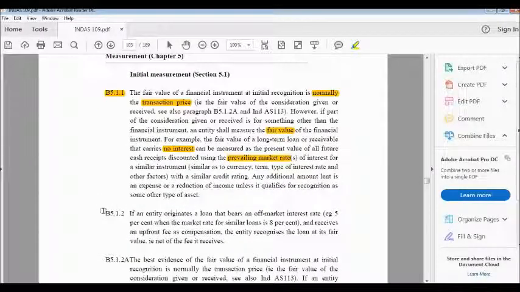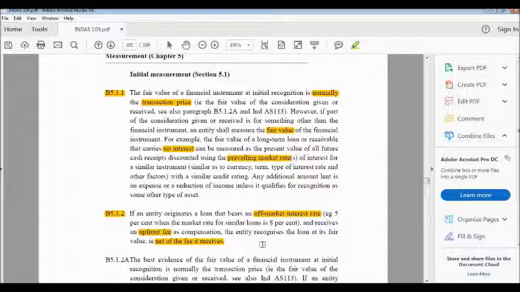Paragraph number B5.1.2 says that if an entity originates a loan that bears an off-market interest rate, for example 5% when the market rate for a similar loan is 8%, and receives an upfront fee as compensation, the entity recognizes the loan at its fair value, that is net of the fee it received.